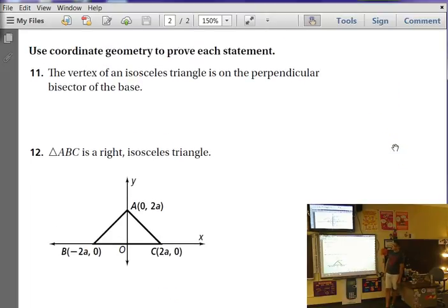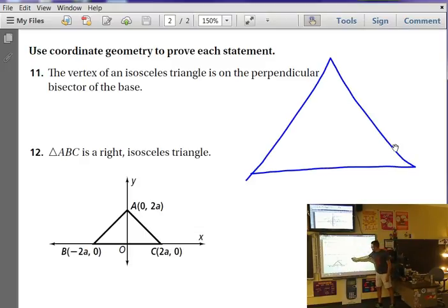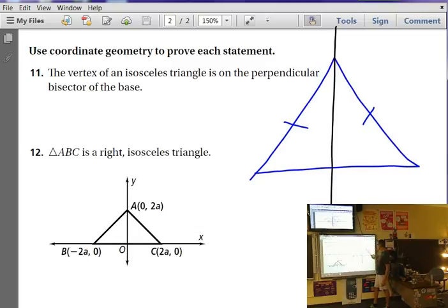The vertex of an isosceles triangle is on the perpendicular bisector of the base. Oh, so isosceles triangle, right? So we've got this equal to that. Perpendicular bisector would have to show that it is in the middle. So if we had x, oh, come on, close. This is not straight across, but close.